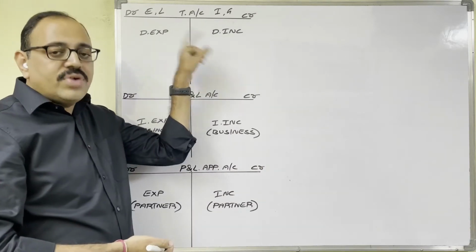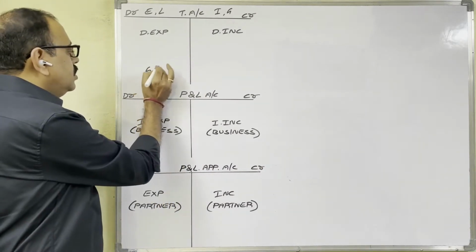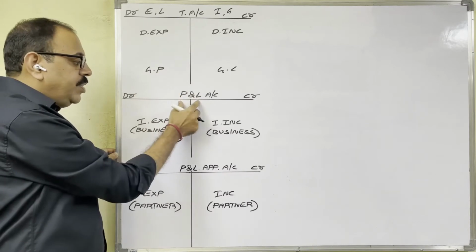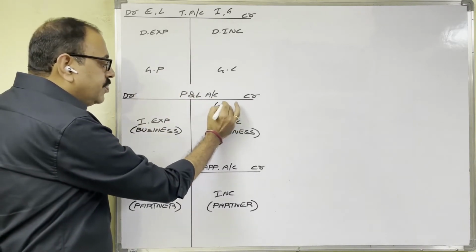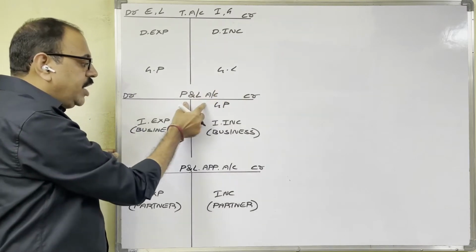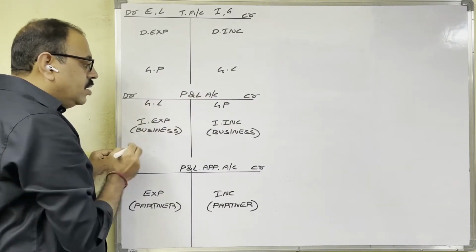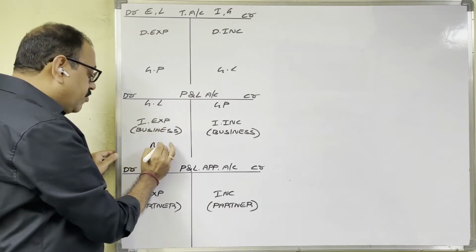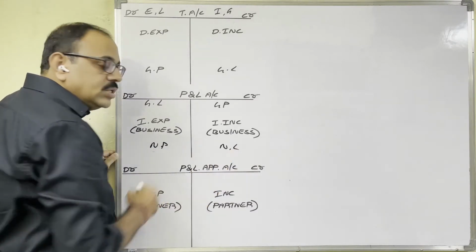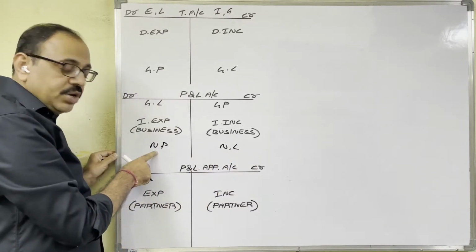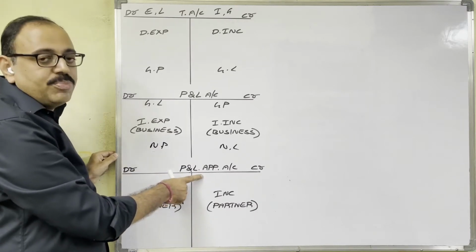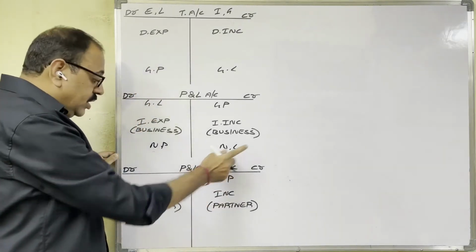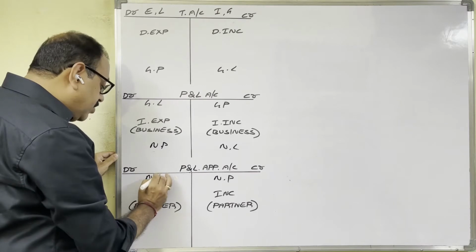In trading account, our answer may be gross profit or gross loss. If gross profit comes, in P&L account on the credit side we should take that, no? If gross loss comes, in P&L account on the debit side we have to take it, and we should start the P&L account. In P&L account, our answer may be net profit or net loss. If net profit comes, we should take that amount in profit and loss appropriation account. Which side? On the credit side. If net loss comes, in P&L appropriation account we have to show it on the debit side.